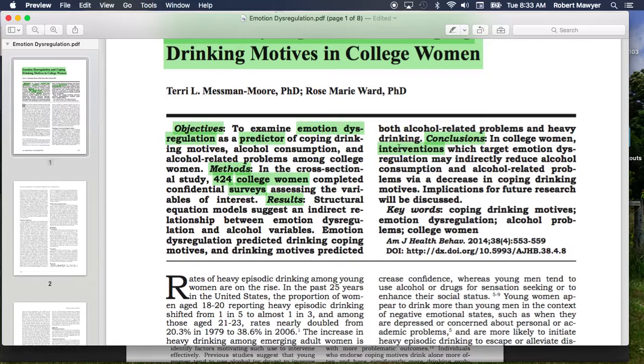So here what they're saying is that maybe what should be done with this is that we can act on this, right? We can find or target young women who have this emotion dysregulation so that we can help them out.